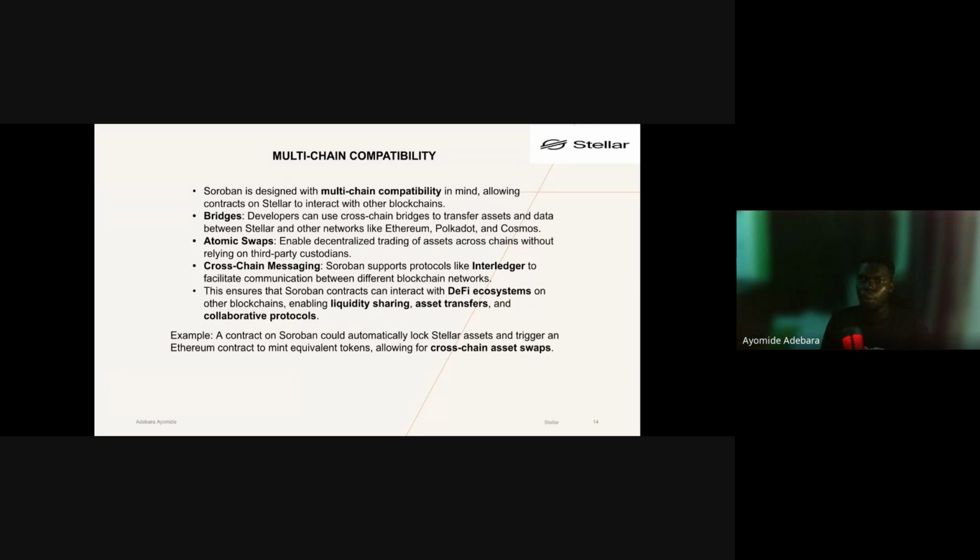So developers can use cross-chain bridges to transfer assets and data between Stellar and other networks like Ethereum, Polkadot, and Cosmos. And so it's so beautiful that when you have some implementations on Stellar, you can have the same or a different implementation on a different chain, and then you have a cross-chain interaction through a bridge. Another thing is atomic swap, enabling decentralized trading of assets across chains without relying on third-party custodians.